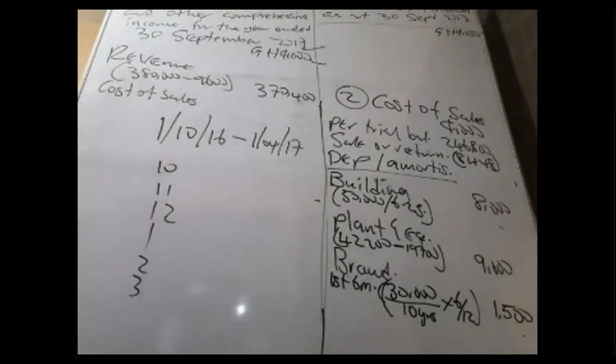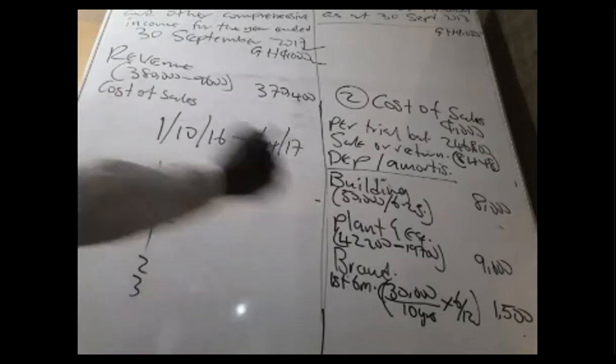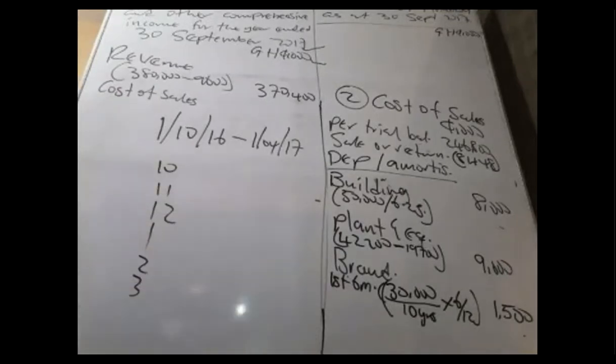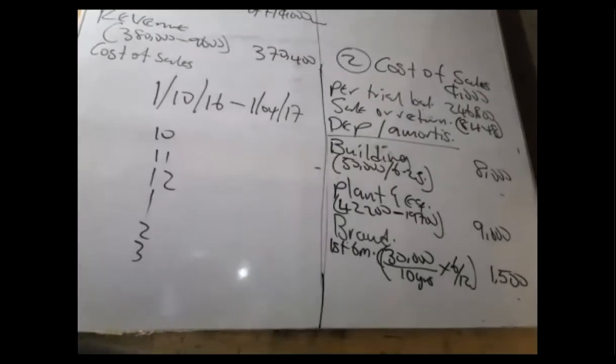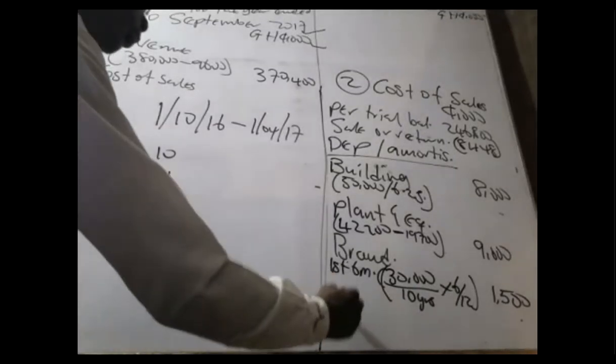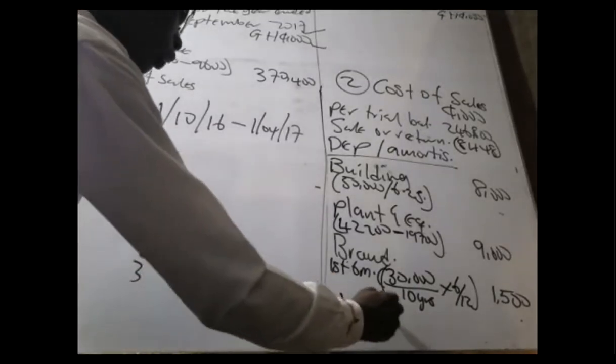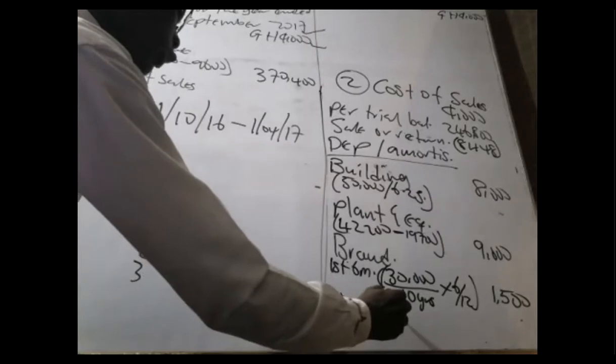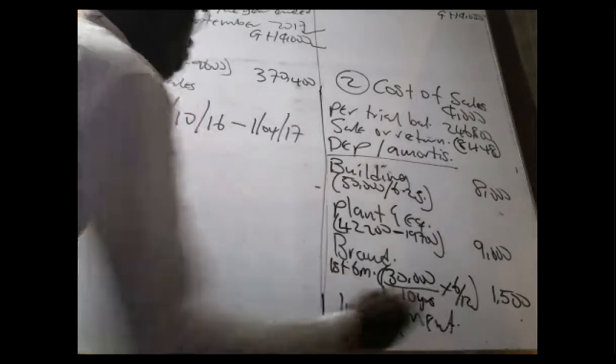So let's cover impairment. The next item is impairment, and they say impairment must be charged to cost of sales. So let's go and calculate impairment. I like this question. So I'll put impairment here. They say we should charge impairment to what? Cost of sales. I'll calculate impairment here.